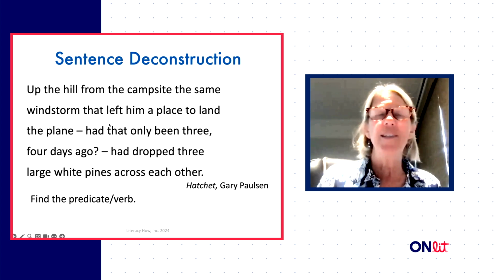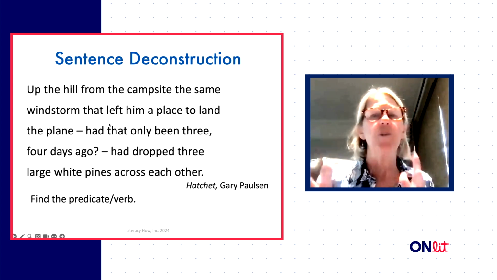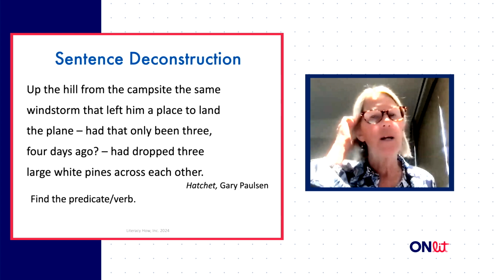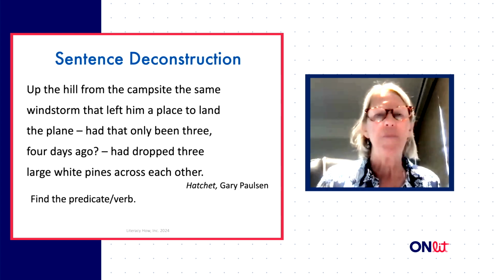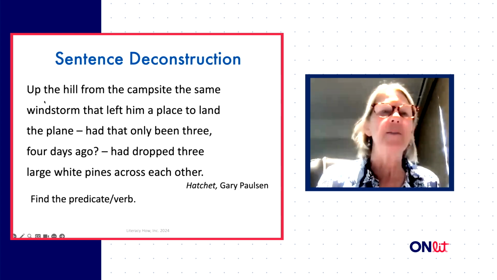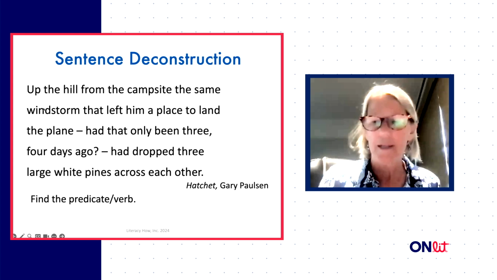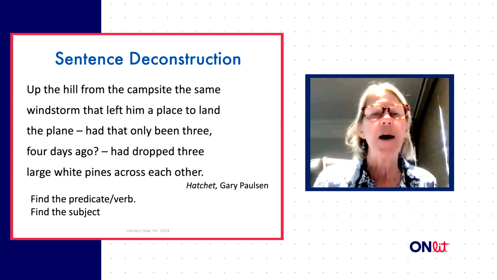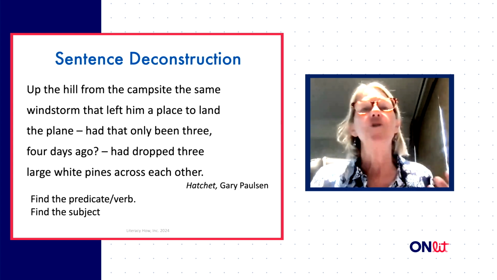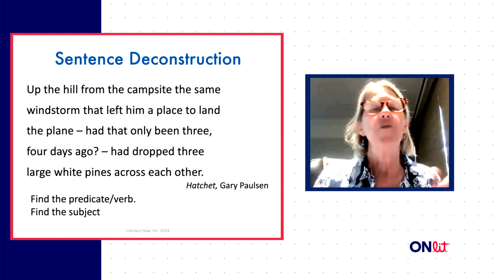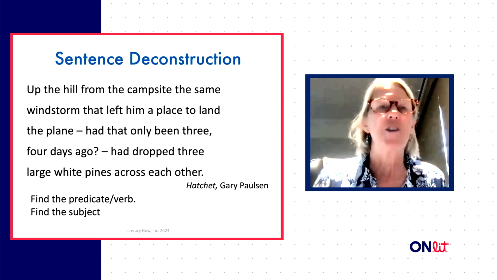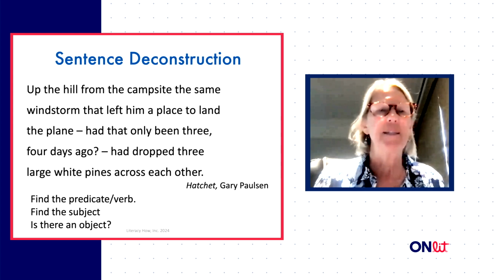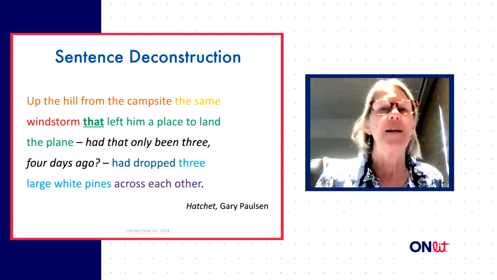Look at all this text that precedes the word dropped, right? So now we have to figure out what dropped, and we have to go back and reread the sentence. It's the windstorm that dropped. What did it drop? It dropped pines, right? Where? Across each other. So again, you do the sentence deconstruction through a set of questions that you ask, and kids can then piece together and make meaning of the sentence.